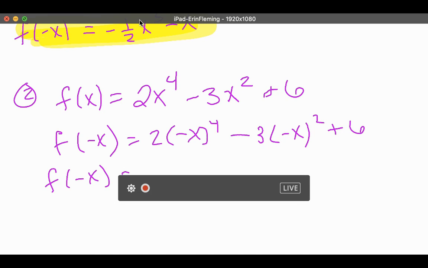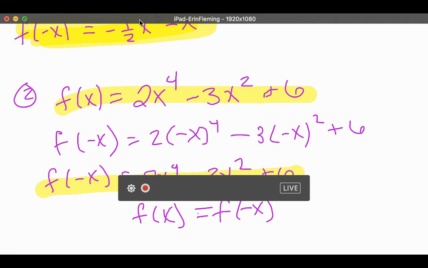So negative x to the 4th is x to the 4th. So I get 2x to the 4th minus 3 times negative x squared, which negative x squared is x squared. So I get negative 3x squared. And I get plus 6. And there's nothing else I can do here. Now, when I compare my original function to my new function, they are the exact same. f of x was equal to the function of our negative x. So that is going to imply that it is an even function.